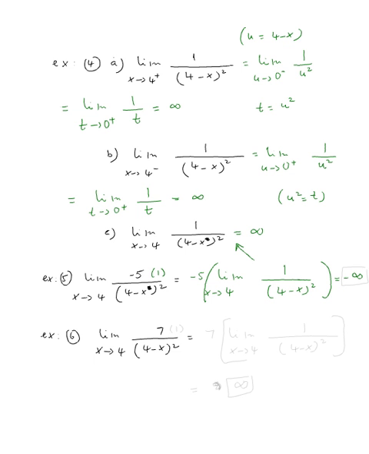So negative infinity. For example, 7. Same thing, I'm going to multiply 7 by 1. This is the same thing as 7 times the limit of 1 over 4 minus x squared as x approaches 4. Now this is the one I already did, which is positive infinity. 7 times positive infinity would be just positive infinity. A positive number times infinity is just infinity. And that's it for these examples.